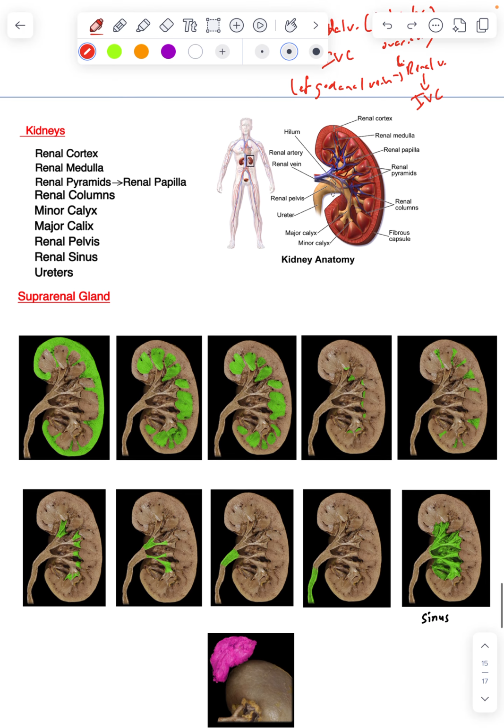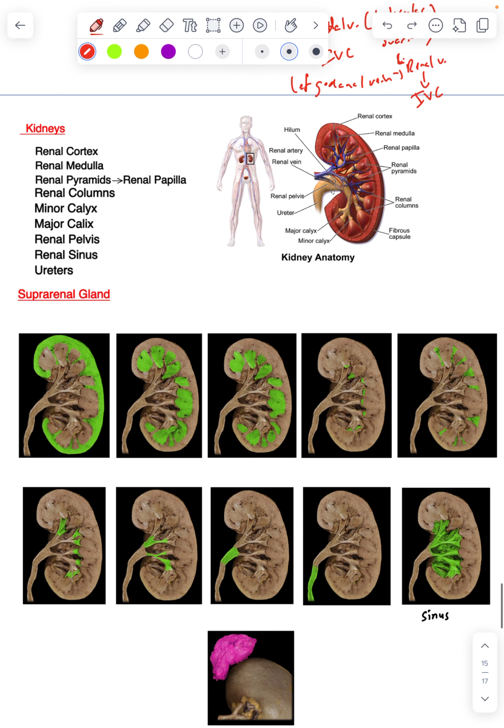Okay, now kidney stuff. So kidneys. You have cortex, medulla, pyramids, which go into your papilla, columns, minor calyx, major calyx, pelvis, sinus, ureters. The nice thing about the way they're listed here is that's kind of like the order they go in. So your cortex is everything here on the outside. So this is your cortex. After your cortex, you have your medulla.